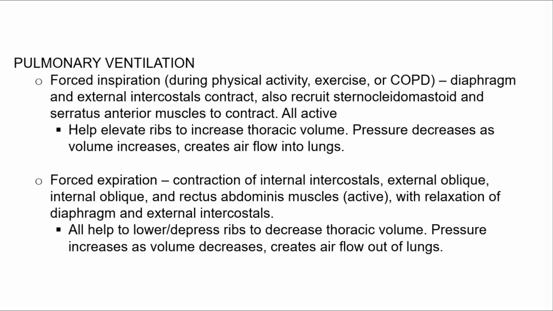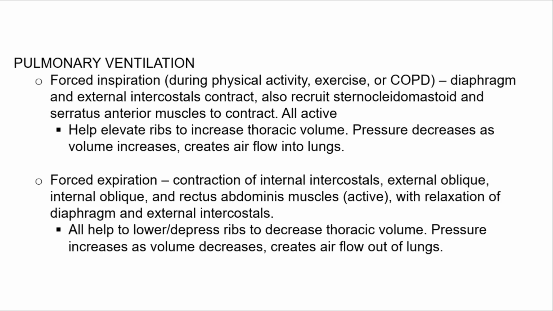In forced inspiration, which occurs during physical activity, exercise, or when chronic obstructive pulmonary disorders are present, the diaphragm and external intercostals contract, just the same as with quiet inspiration. However, the serratus anterior muscles and the sternocleidomastoid muscles are also recruited to contract. The external intercostals, serratus anterior, and sternocleidomastoid all help to elevate the ribs and increase the thoracic cavity volume. Again, when the volume increases, the pressure within the lungs decreases, which creates airflow into the lungs.